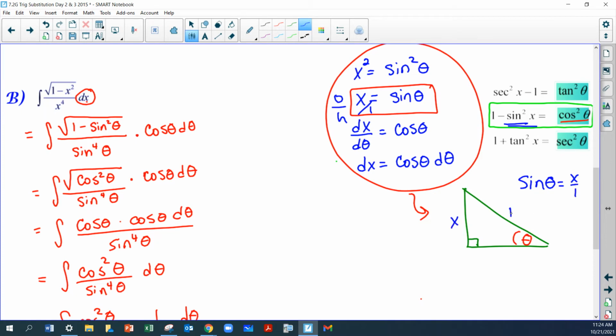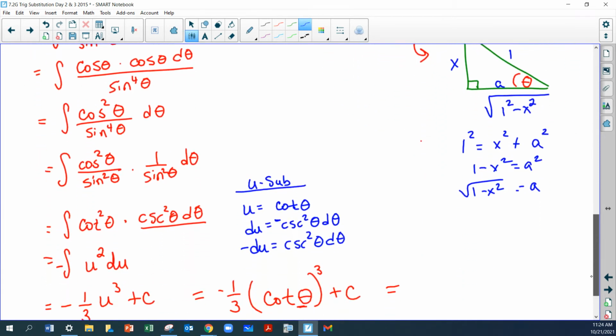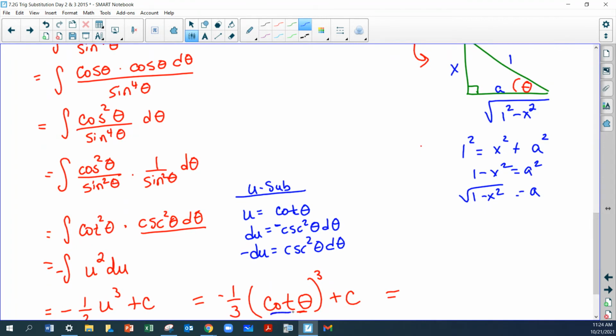opposite over hypotenuse. And then this would become hypotenuse squared minus leg squared equals the other leg squared, so I square rooted it. That's all Pythagorean theorem work. If you are still questioning what I did there, I'm going to let this be a squared, and then solve it out. So 1 minus x squared equals a squared, or a is equal to square root 1 minus x squared. Okay, now that we have our triangle, we should be able to figure out cotan.